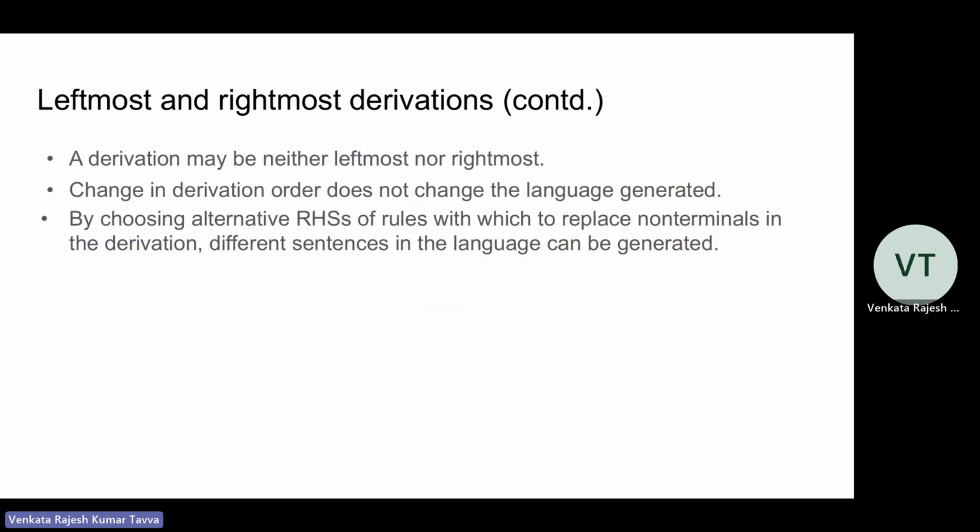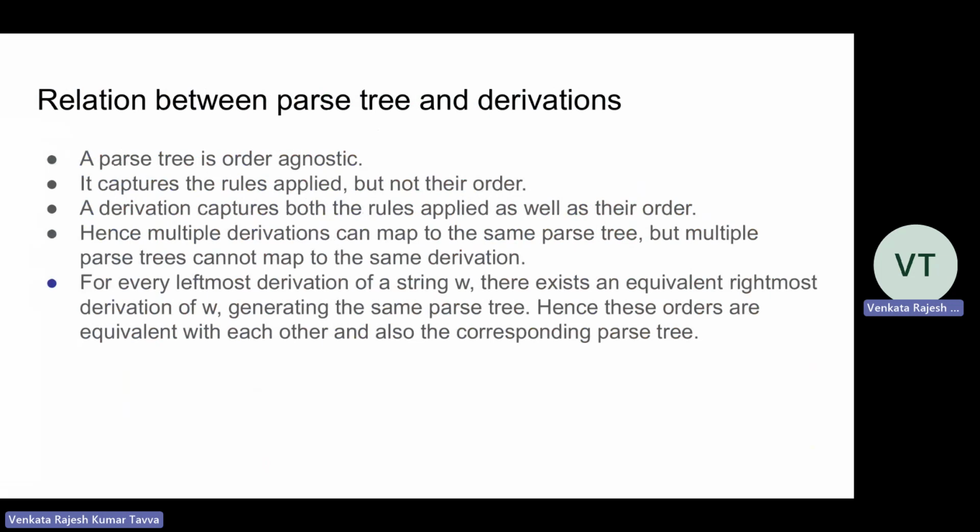Relation between parse tree and derivations. A parse tree is order agnostic. Like I said, the parse tree only tells me the rules. It does not tell me which child I am replacing first. It captures the rules applied, but not their order. A derivation captures both the rules applied as well as their order. Hence, multiple derivations can map to the same parse tree, but multiple parse trees cannot map to the same derivation. Because multiple derivations can have the same rules applied in different order, they can map to the same parse tree. But multiple parse trees means you have changed the rules. You cannot apply it to the same derivation.